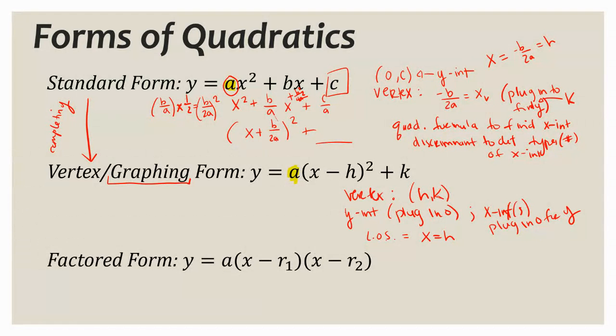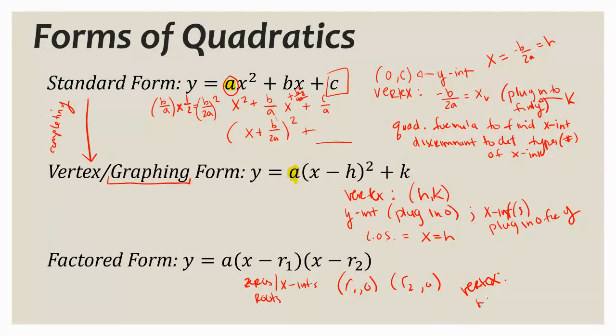And then we have factored form, right? Factored form tells us our zeros or our x-intercepts. Those would be at r sub 1, that root is another word for this, the roots, and r sub 2, 0. This actually gets us our vertex pretty nicely too.